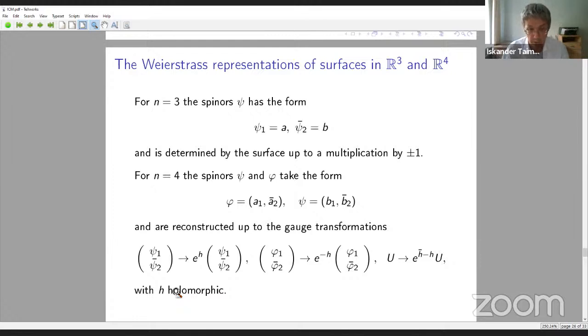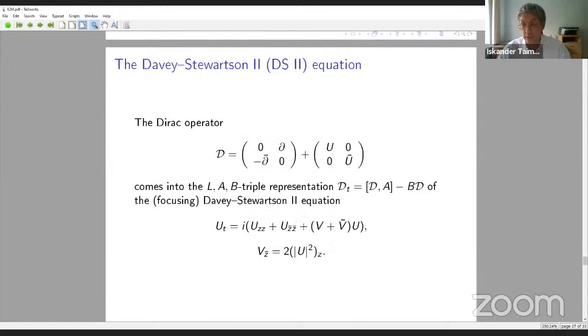When we take the universal covers of these representations, take a solution of this Dirac equation, and using this gauge transformation, we can show that there is such a solution which converts into the immersion of the closed surface. And now I'm coming to the Davey-Stewartson equation, which appears in hydrodynamics. It's a modified Novikov-Veselov equation. It has a representation by some L-A-B triple. It's called the focusing Davey-Stewartson equation.